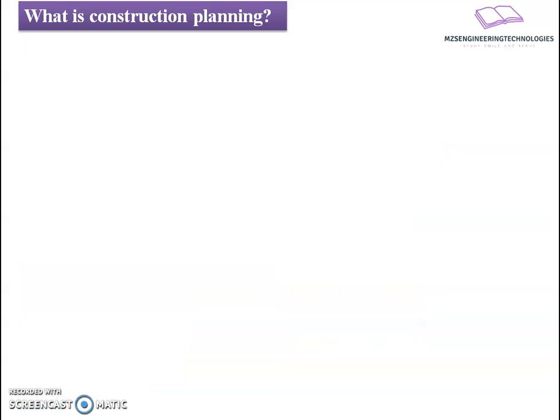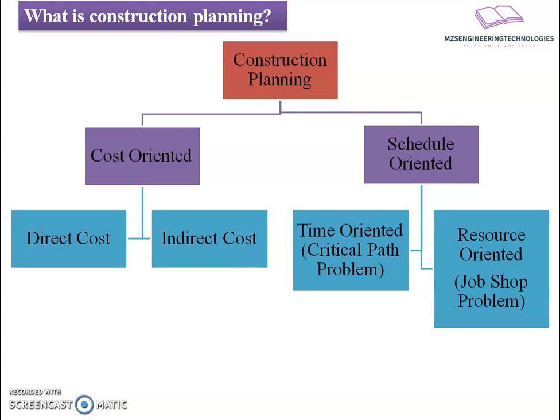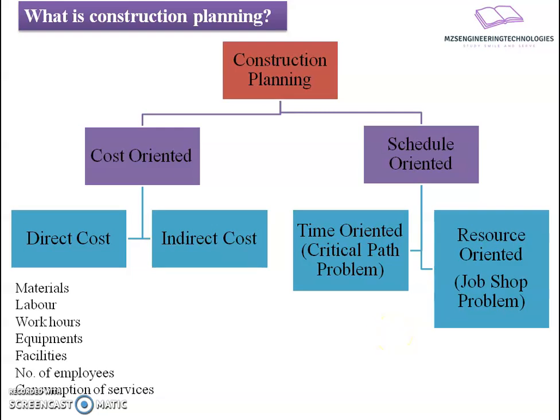Okay, if we further want to classify the project plan, it can be classified based on two words: cost oriented and schedule oriented. Cost oriented deals with the investment involved in it. It may be direct investment or indirect investment. A direct investment, we can say, is predefined to us, like the material we require, labor cost involved, work hours, equipment, facilities, number of employees, consumption of services, and many more things which are predefined to us, and we have a set amount for the investment towards it.